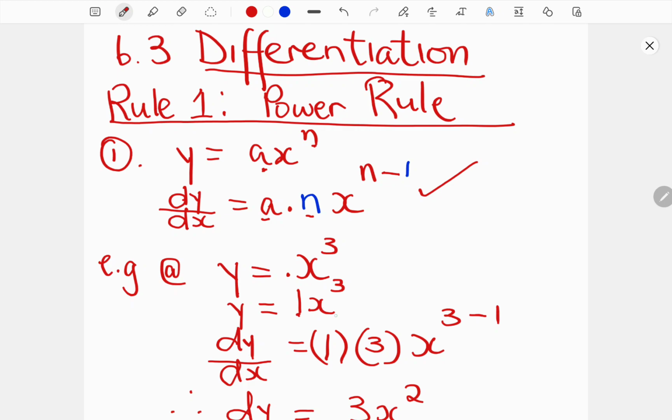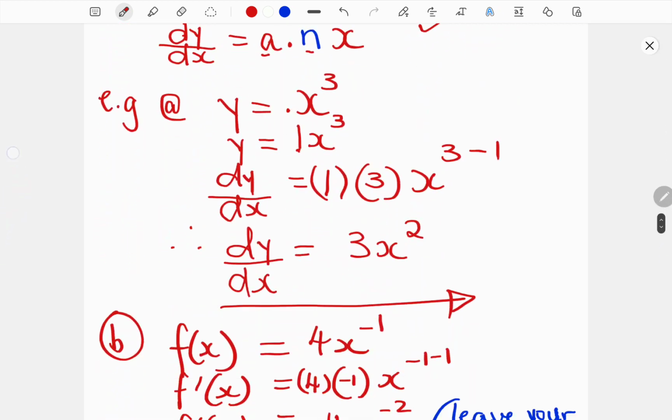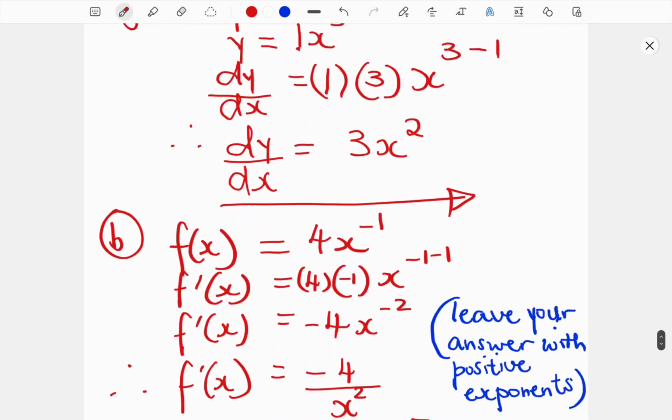Then what is the derivative of this function? It's going to be dy over dx is equal to 1 times 3x to the power 3 minus 1, which then gives us dy over dx. 1 times 3 is 3. x to the power 3 minus 1. What is 3 minus 1? Is 2. So this is the final answer.